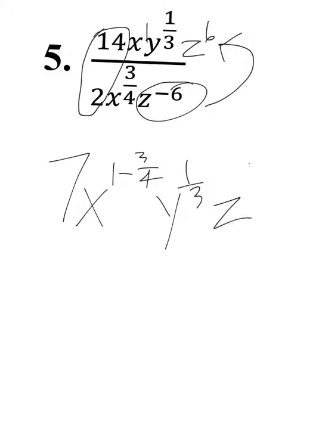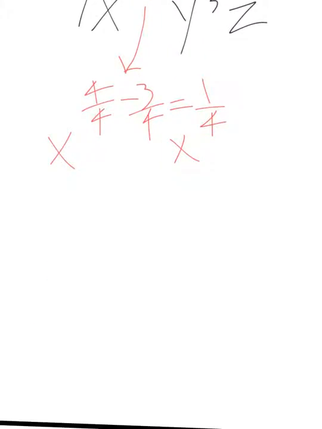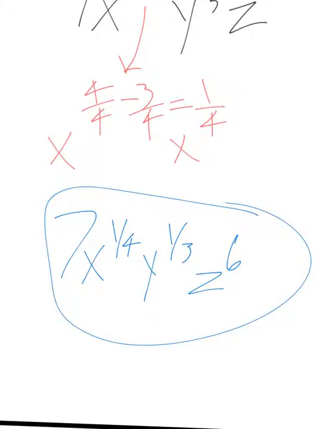So I have this. And I'm almost done. What is x to the 1 minus 3/4? Well, just turn 1 into the common denominator of 4. So that would be 4 over 4 minus 3 over 4 equals 1 over 4. All right, here I can write x with it right there and there. So my final answer is 7 x to the 1/4, y to the 1/3. Everything else stays the same, z to the 6th, and that's my final answer for number 5.